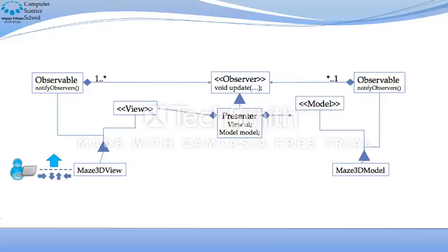After the model gets the command, it will execute the generate method, and will send a notification that the command completed successfully. This notification will be sent to the presenter, and the presenter will send the model information to the view. In this case, the presenter sent the new 3D maze to the view, and finally, the view will display the maze on the screen.